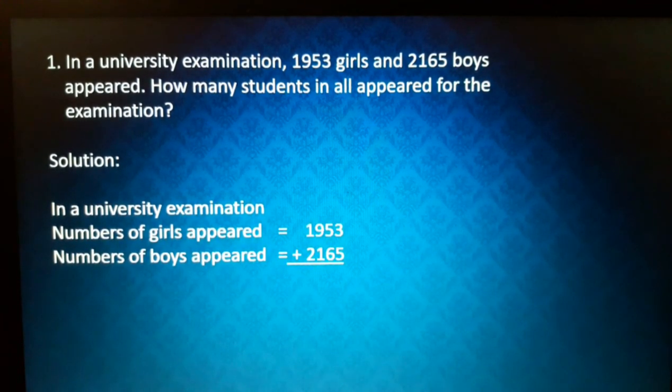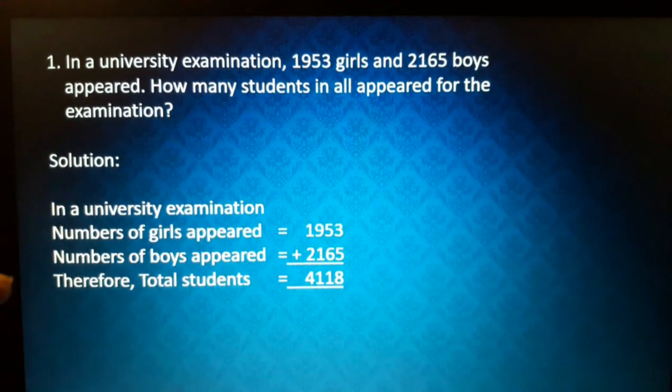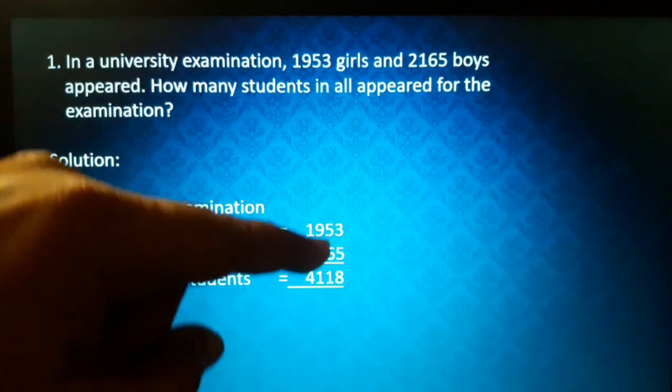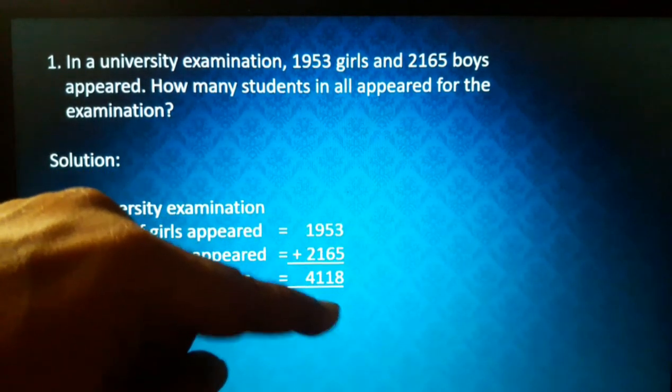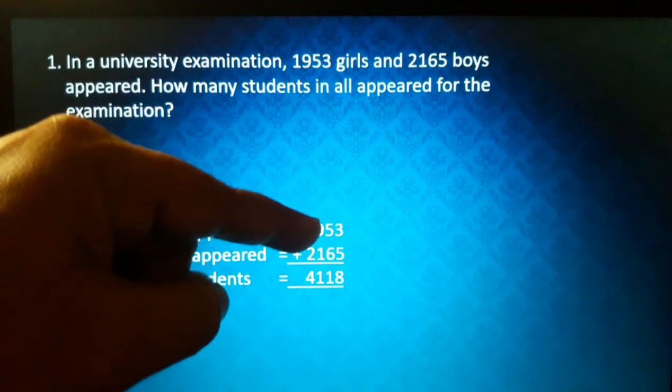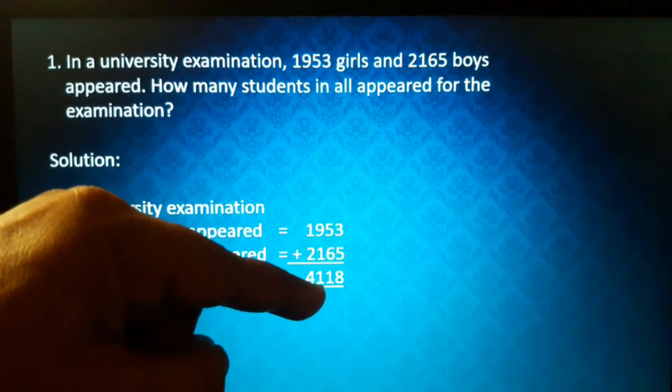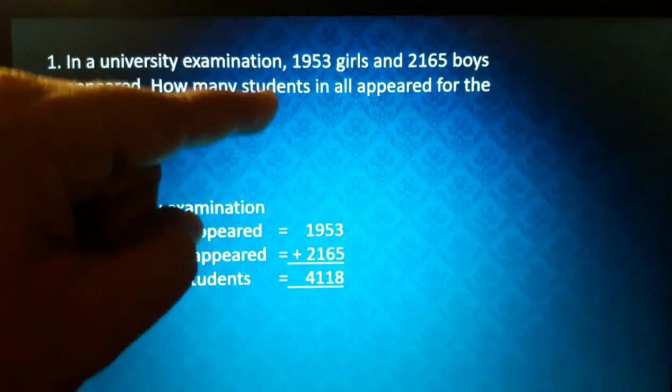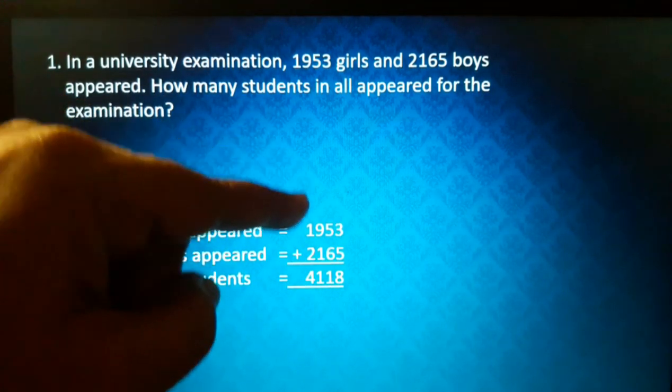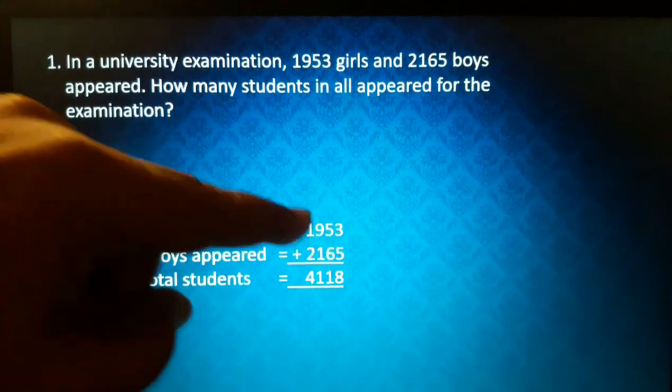What the question is asking you is to find out the total students who appeared for the examination. Total means adding up the girls and the boys. So the third step which comes up is: therefore, total students 4118. So what I did, I added up: 3 plus 5 is 8, 5 plus 6 is 11, 1 I wrote over here and 1 I carried to the next column. 1 plus 9 is 10, 10 plus 1 is 11, 1 I wrote and 1 I carried to the next column. So 1 plus 1 is 2, 2 plus 2 is 4. This is the total answer.